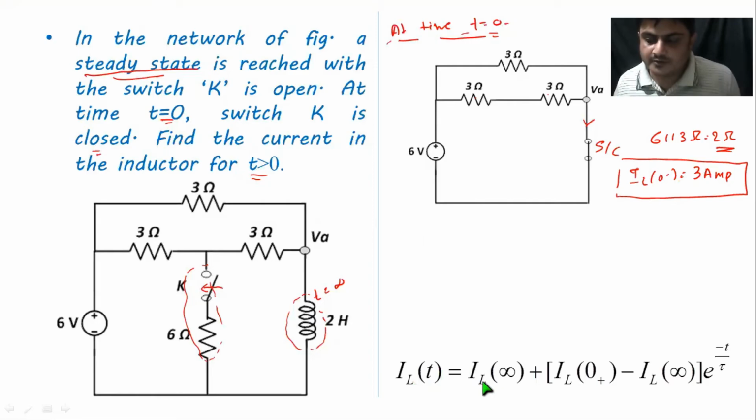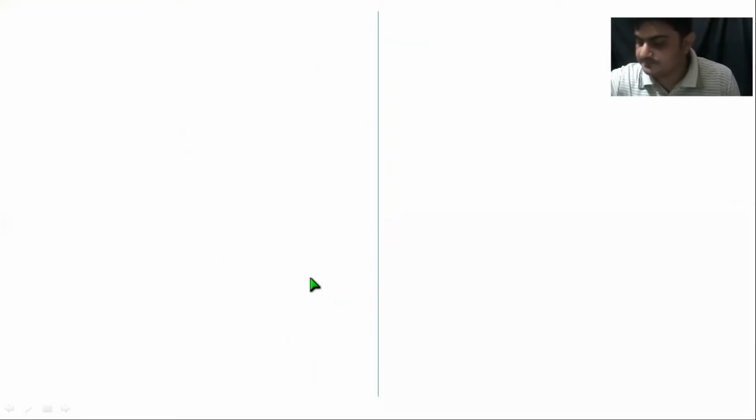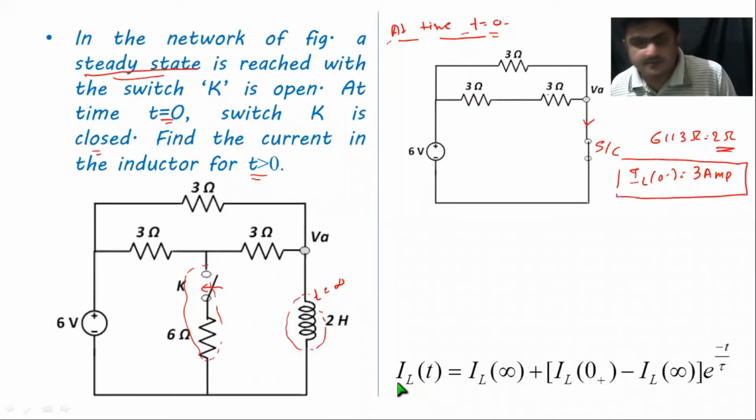What do we have to calculate? We have to calculate IL infinite. It means the current that is flowing through this branch. So this is our expression for ILt, that is IL infinite plus (IL0 plus minus IL infinite) e raised to minus t by tau.